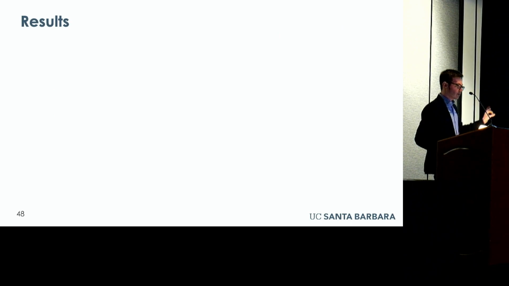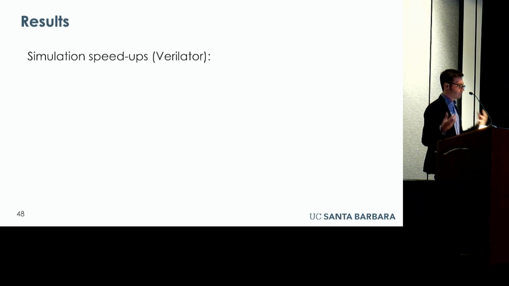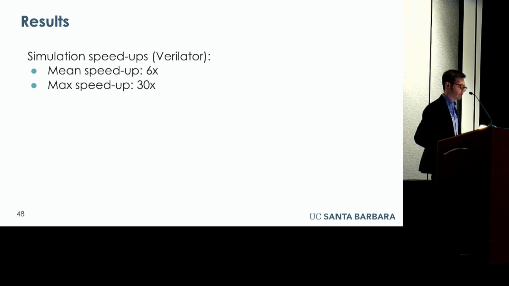The other part of the evaluation that I want to emphasize here is simulation. I motivated that speeding up simulation is a good application of a hardware decompiler. So what we did was we took that original netlist and the re-rolled code from loop rerolling, and we compared their simulation speeds side by side in Verilator. In our benchmark suite, we found that we had a mean speedup of about 6x, and in one case, we had a max speedup of 30x.